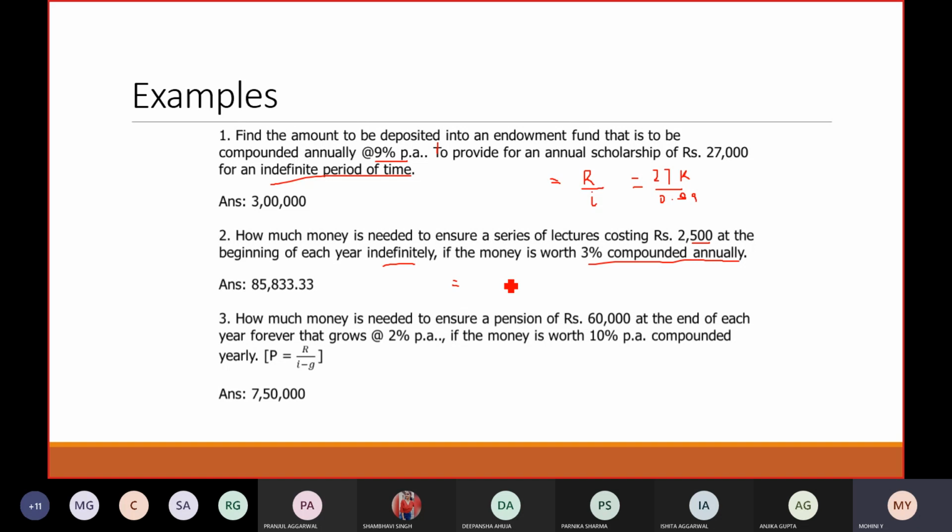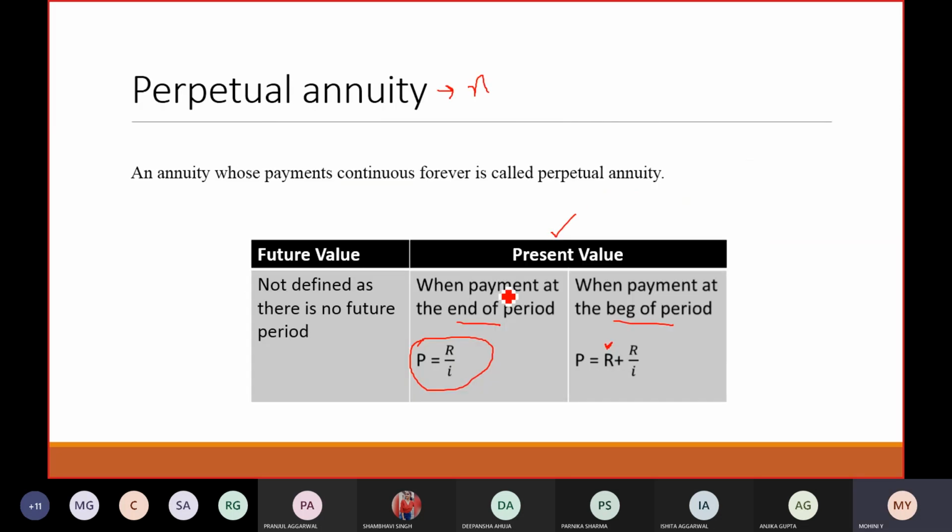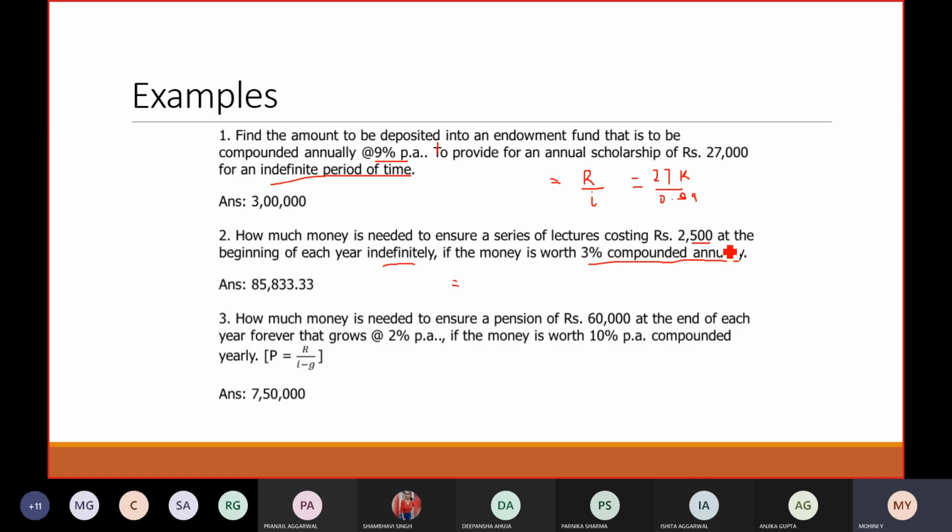क्या आएगा इसका आंसर? Ma'am, 85,833.33. Yes. At the beginning है ना, so we have to add R also. So add करके ही बताया ना बेटा आपने. Yes, ma'am.